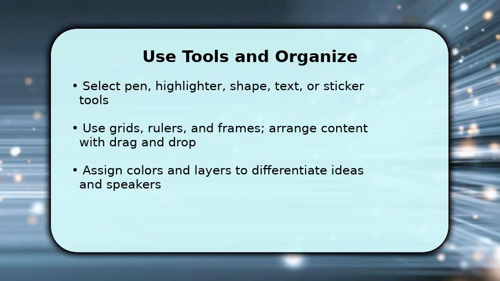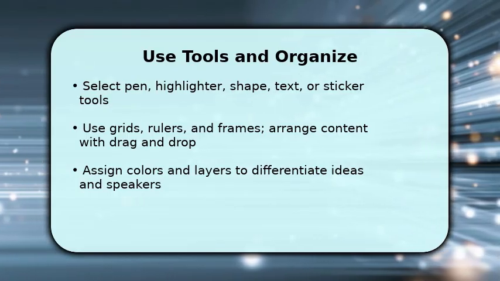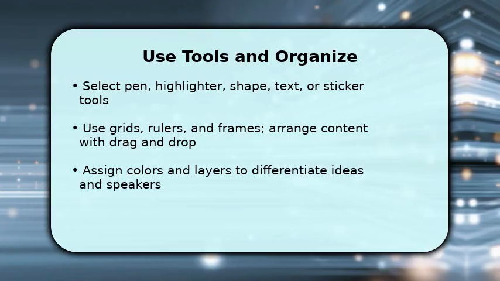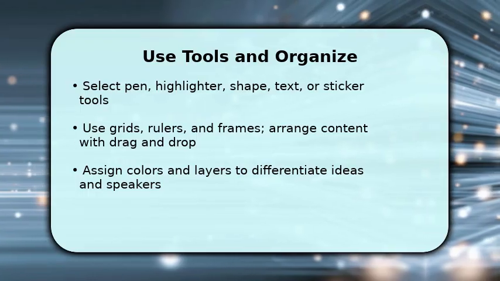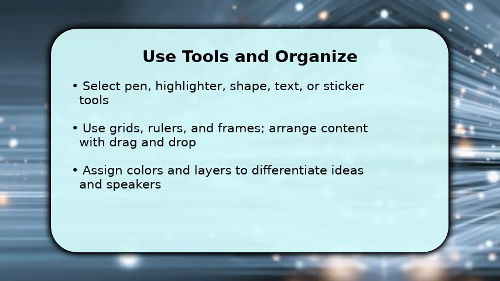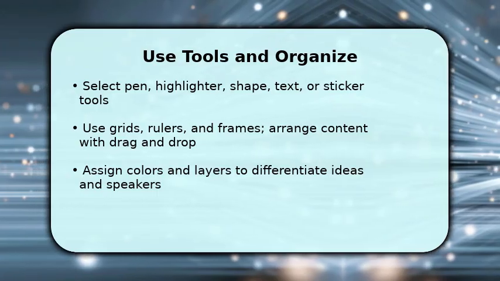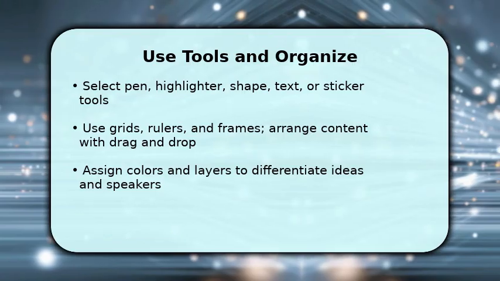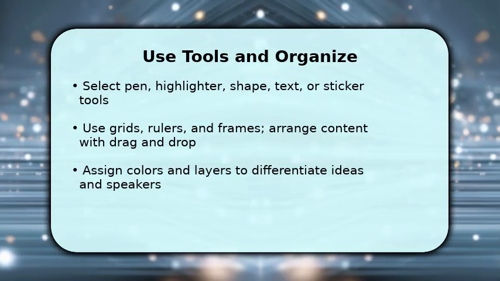Now you'll build content. Choose pen, highlighter, shape, text box, or sticker tools to capture ideas quickly. While you work, use grid or ruler options for alignment and frames to group related items. This keeps the board readable as it grows. Once components exist, drag to reorganize and use colors or layers to separate contributors or priorities, which reduces confusion. Make sure to zoom and pan as needed so you and others can focus on details without losing context.